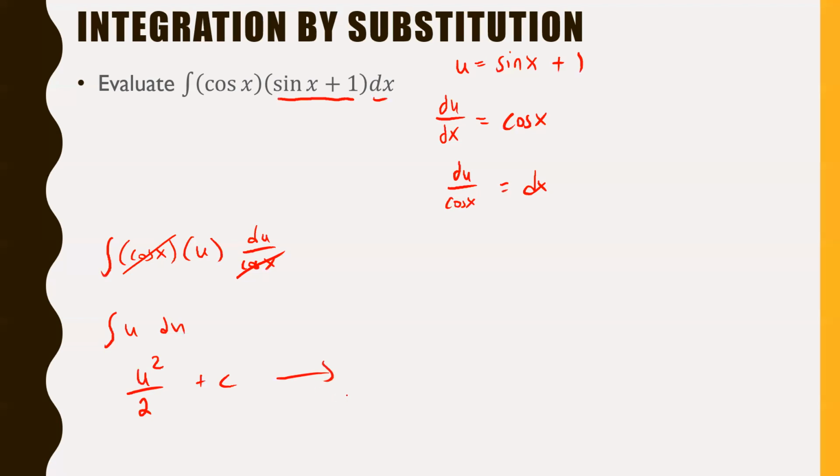Of course, substitute back in what our u was in the first place. U was sine x plus 1, so we've got to be careful with our brackets here. The answer is going to be sine x plus 1 in brackets squared divided by 2 plus c. There you go. And that would be about it.